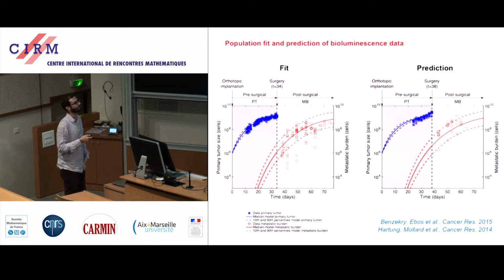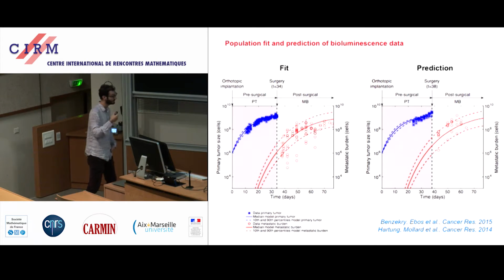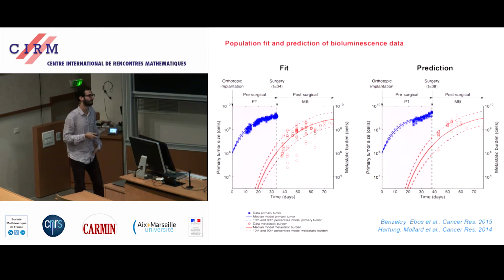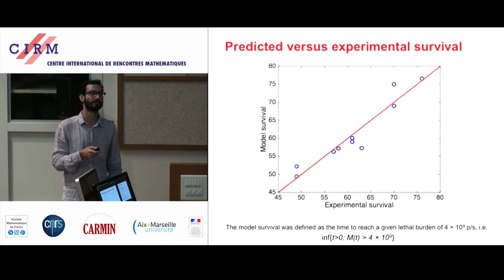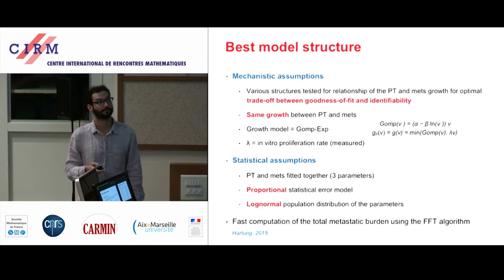All right. So this has a strong link to what Niklas was explaining yesterday, based on data that were generated by Séverine Mollard and Joseph Ciccolini here in Marseille. Okay, and we can try to predict the survival, and when we do, by saying that the survival time is the time where the metastatic burden reaches a given threshold, then you can see that we predict quite well the survival. So the model survival versus the experimental survival is quite good.